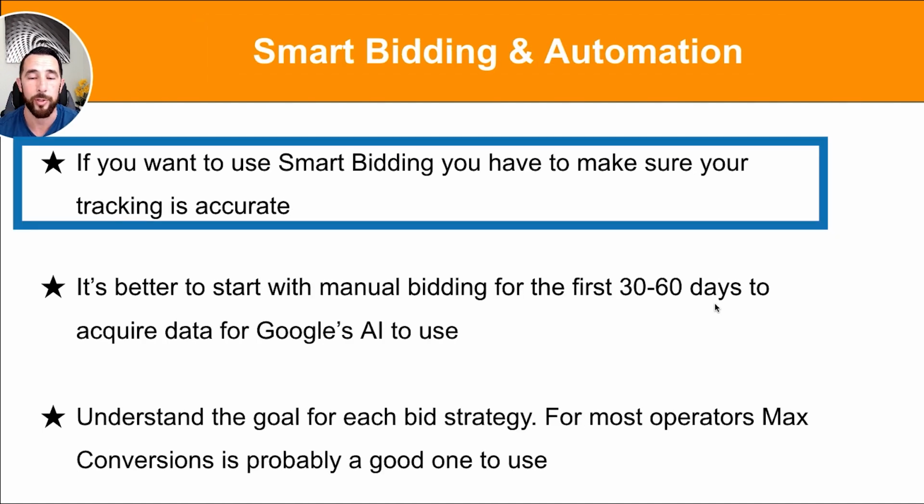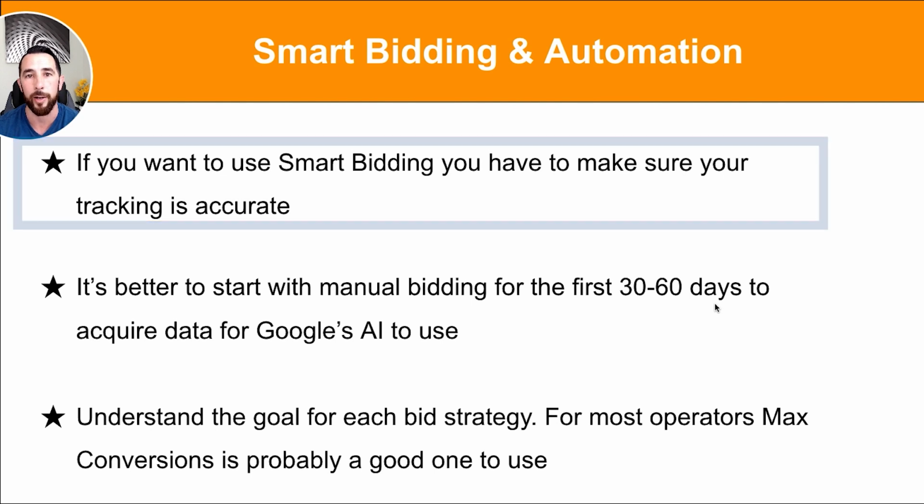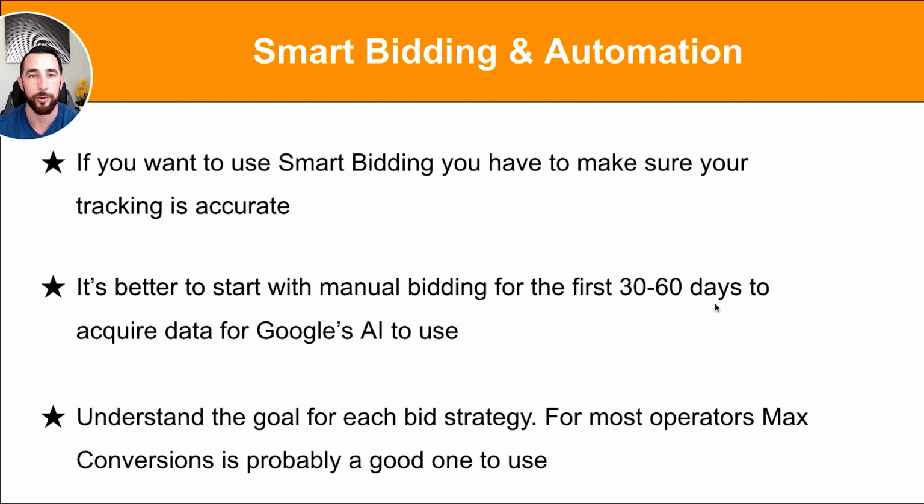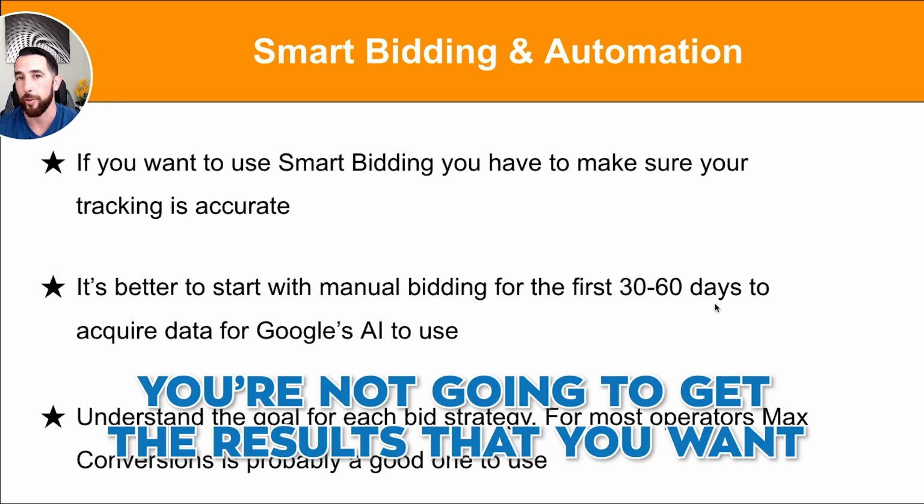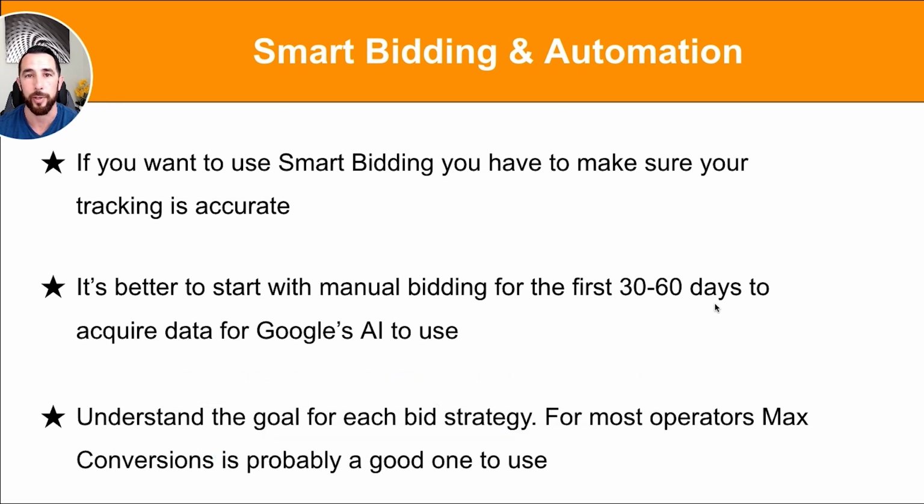And then smart bidding and automation. If you're going to use it, you've got to make sure, like I said in the previous slide, your tracking is accurate. You don't want to use smart bidding, basically Google's AI, with bad data. You're just going to send Google on a wild goose chase with your budget. You're not going to get the results that you want. So just be very, very careful.